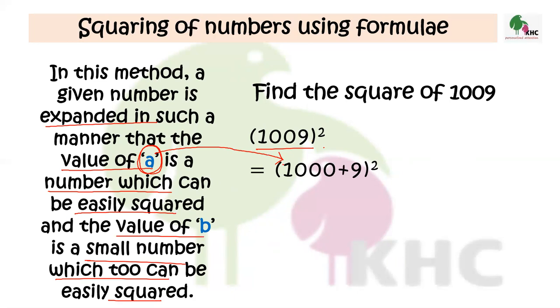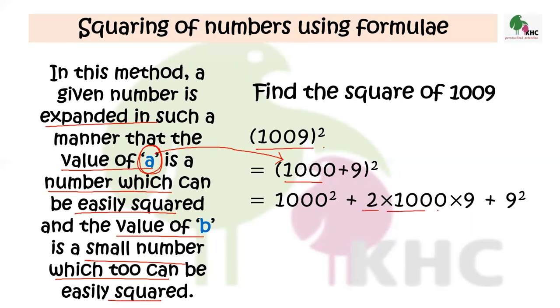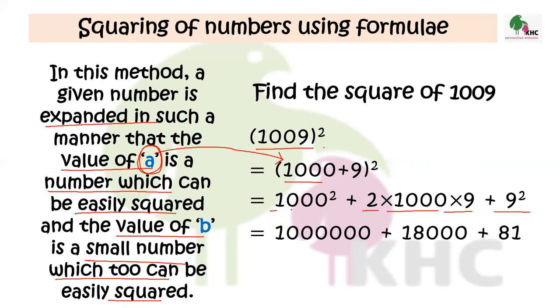Now you know the formula: squaring of first term plus 2 times the first term times the second term, and then the square of the second term. For the square of 1000, all you need to do is double up the number of zeros. There were 3 zeros, here we have 6 zeros. Now 2 into 9 is 18, so 18,000, right? And 9 square is 81. You sum it up, you get your square. This is one of the best ways you can find your square by using this formula.